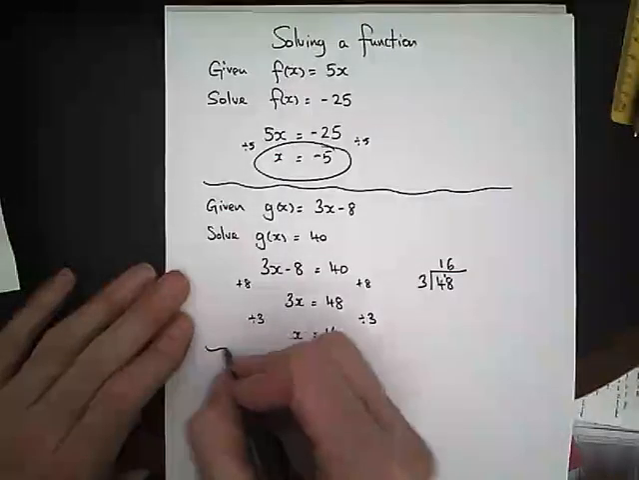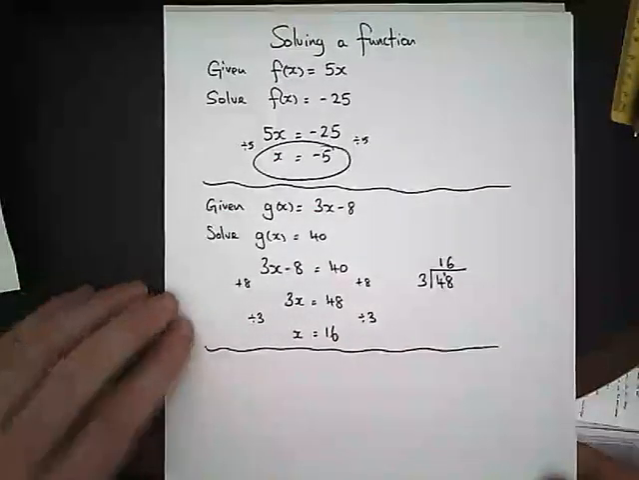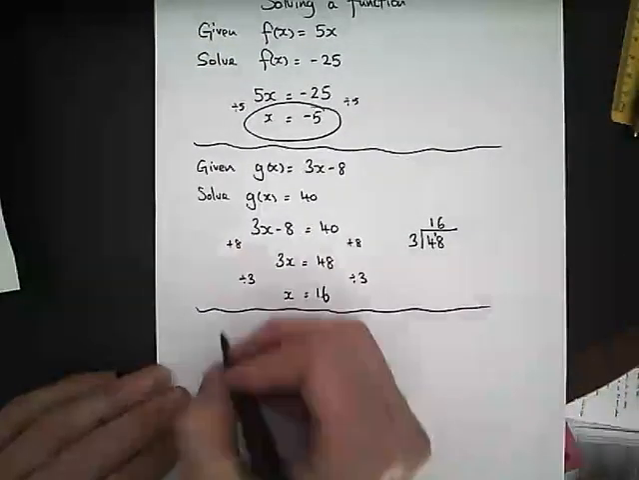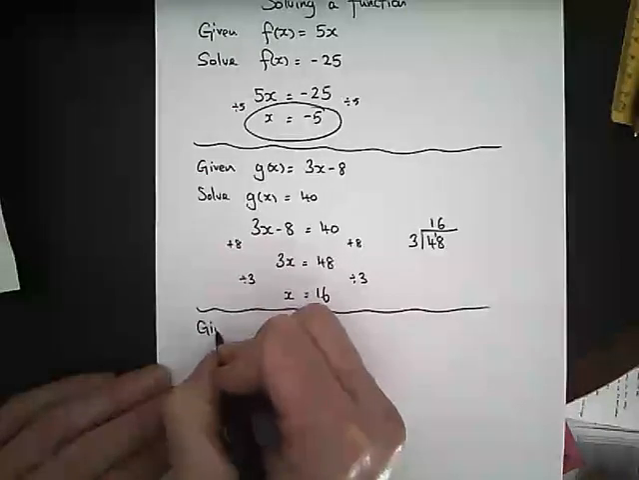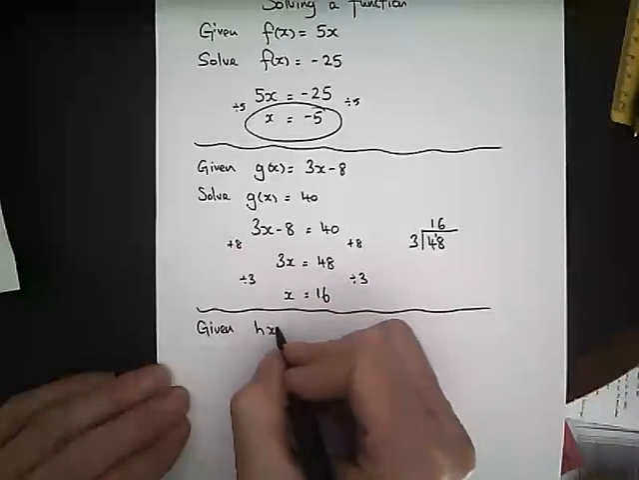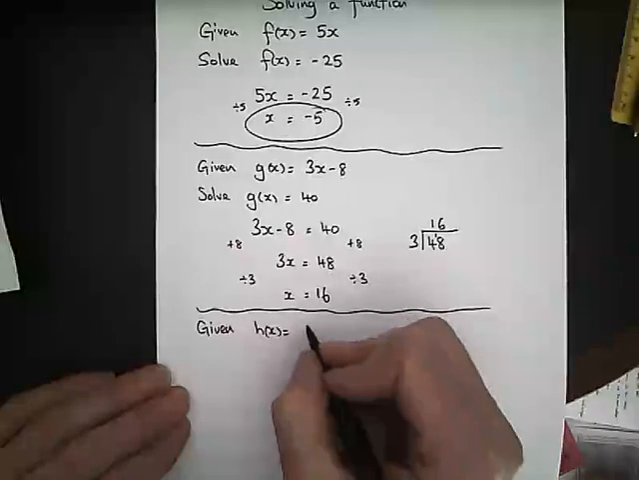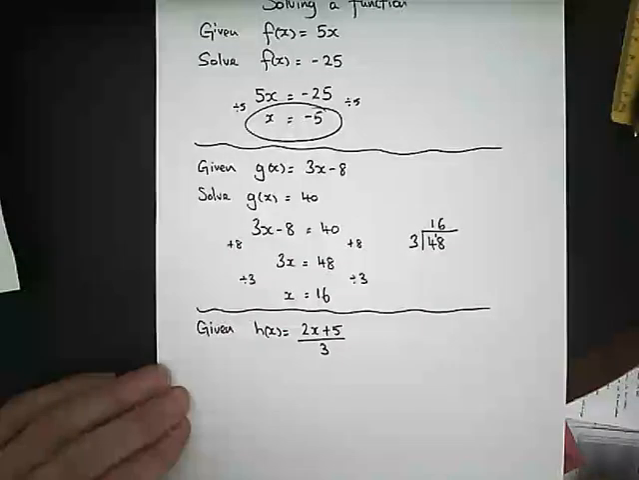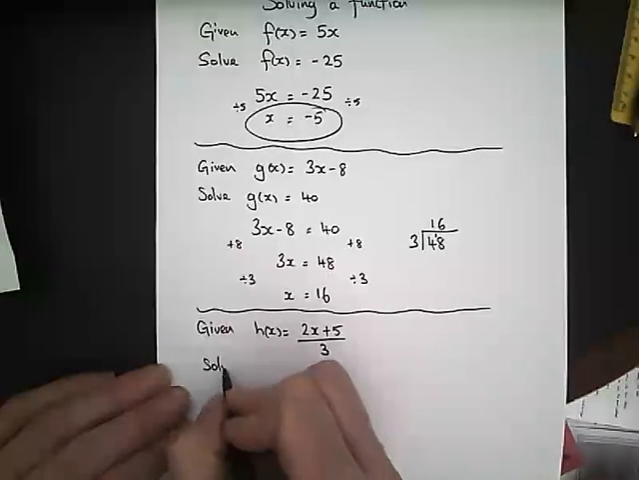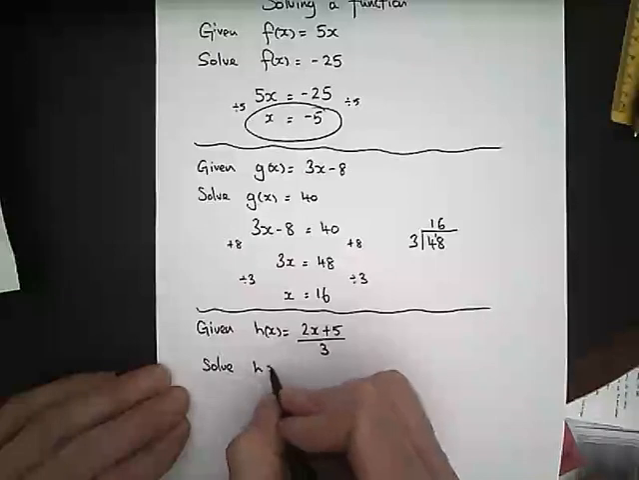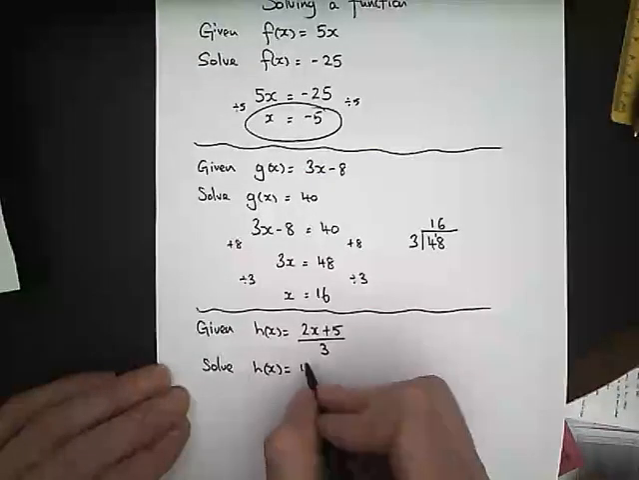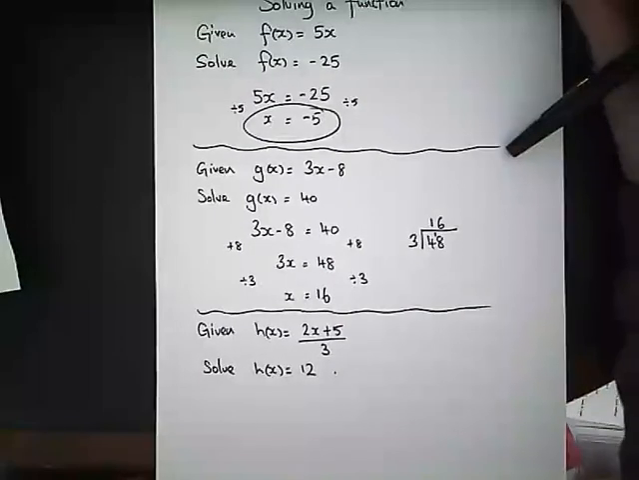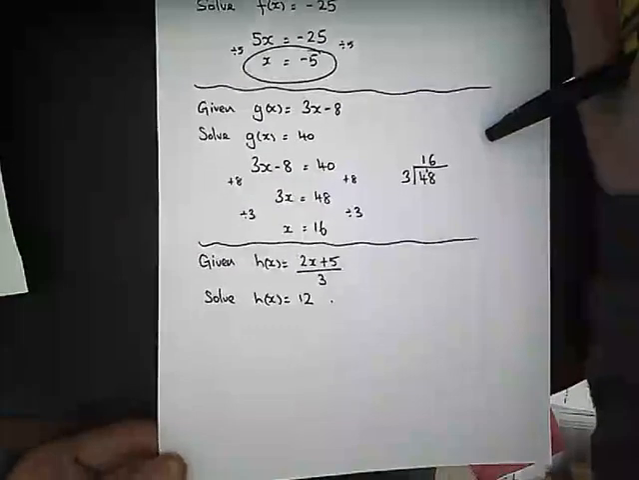Okay. Let's do one more question. Right, given h of x is equal to 2x plus 5, all divided by 3. Solve h of x equals 12. Find the value of x. Okay, that's what it's asking for. It's asking for us to find the value of x that gives us 12.